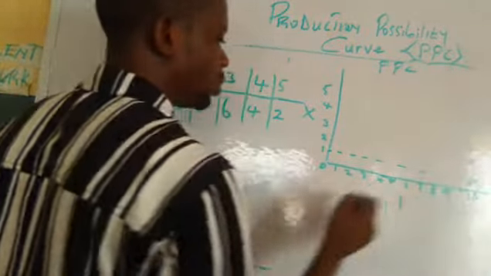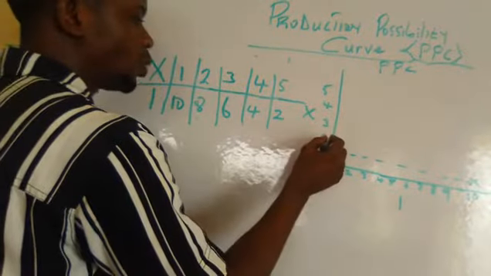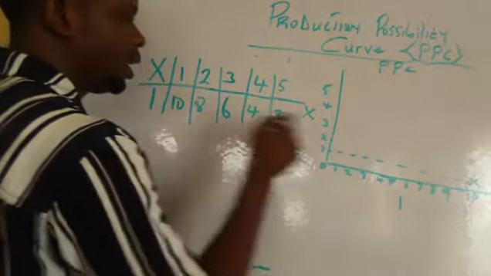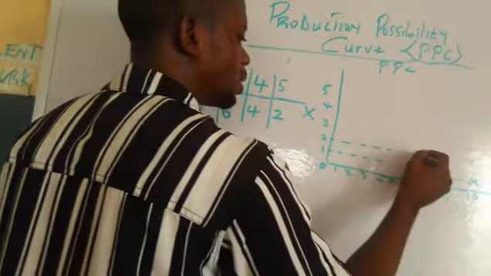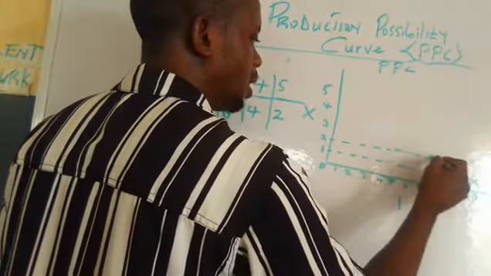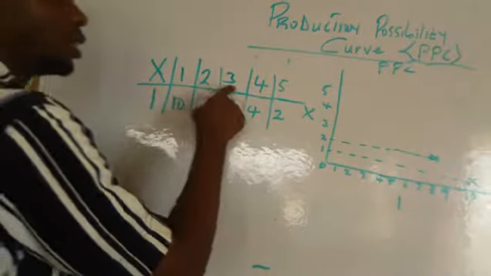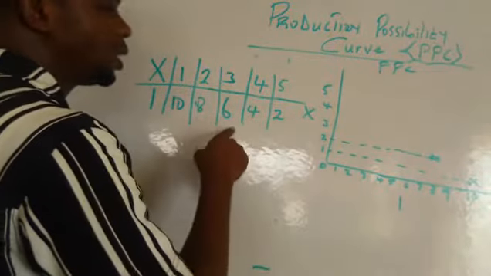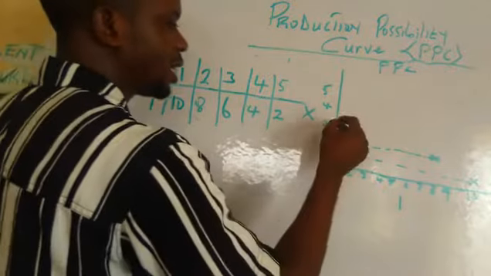This is the point of intersection. When I produce 2 of X, 2 here, how many Y? 8. I stop at 8 here. When I produce 3, how many Y? That is 6.